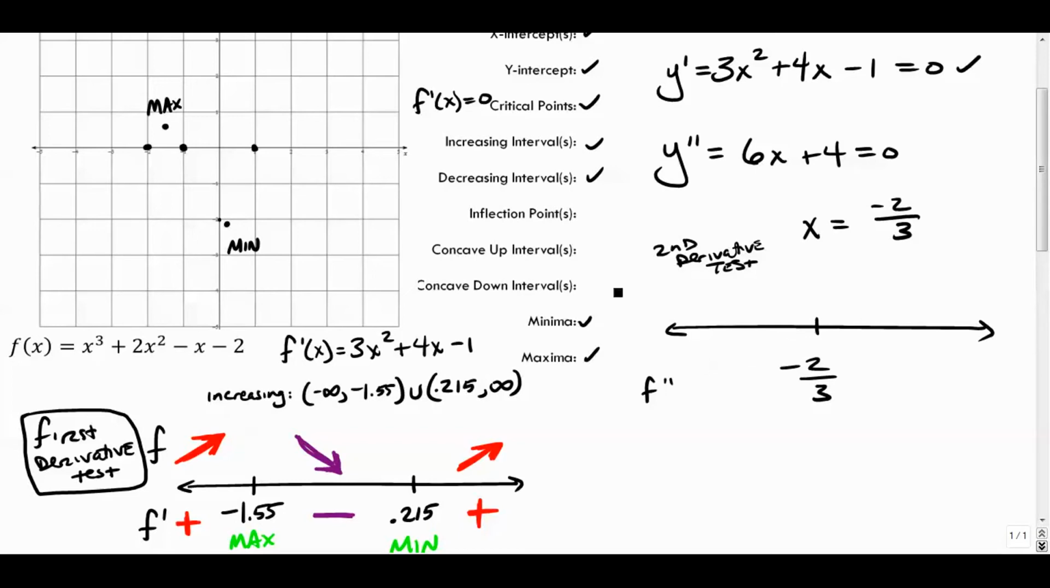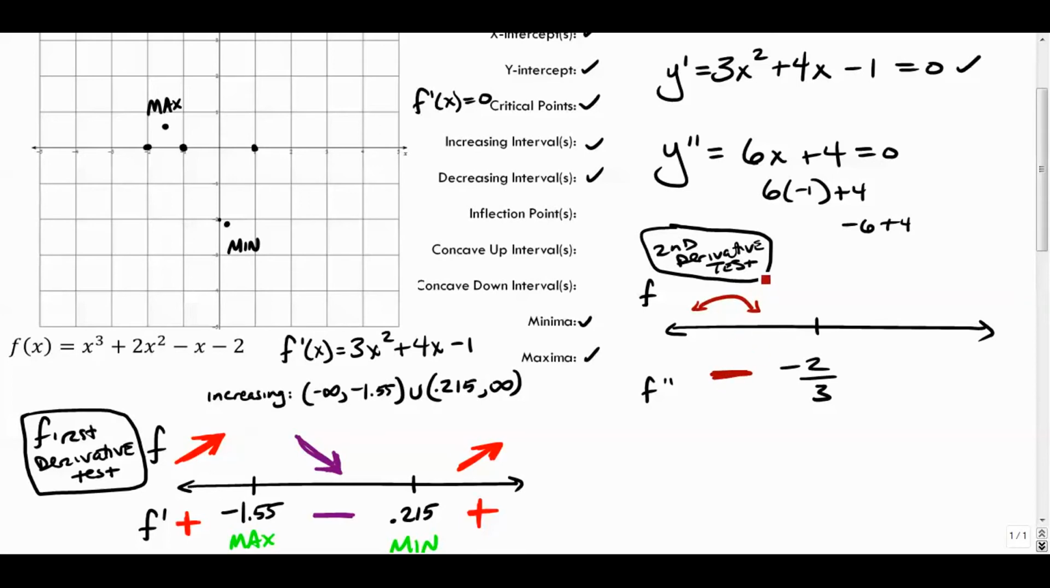I want to see the behavior of my second derivative and how it affects my original graph. So I'm going to pick a number to the left of negative 2/3, and I'm going to test it in my second derivative. So a number to the left of negative 2/3, of course, is negative 1. So 6 times negative 1 plus 4 is negative 6 plus 4. That's a negative number. That means our concavity is down.